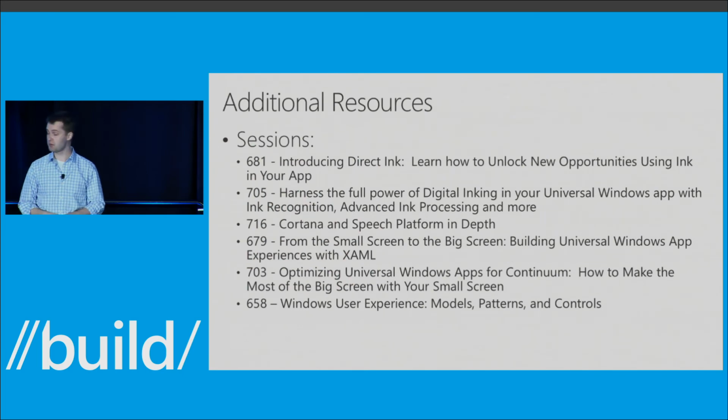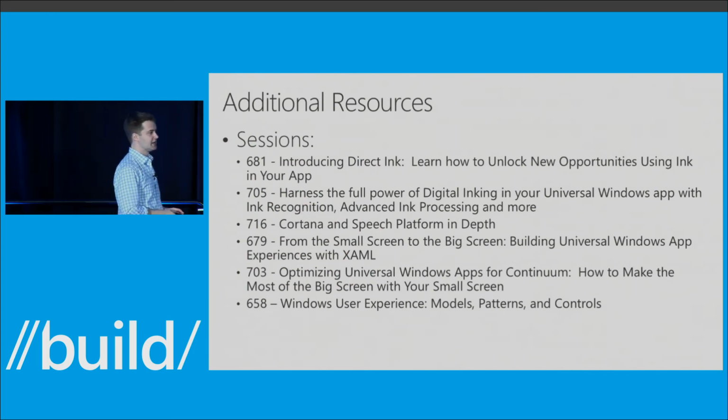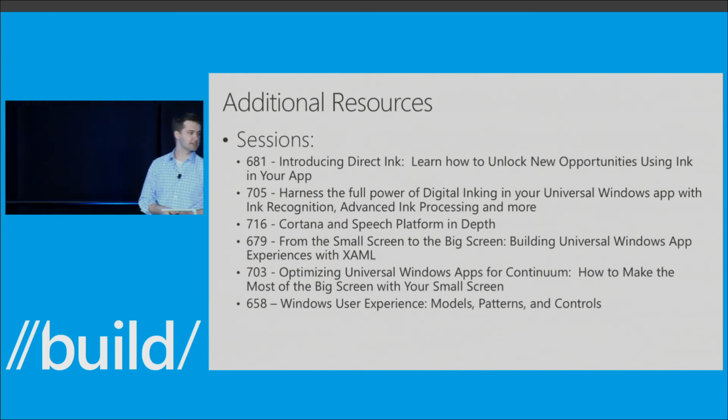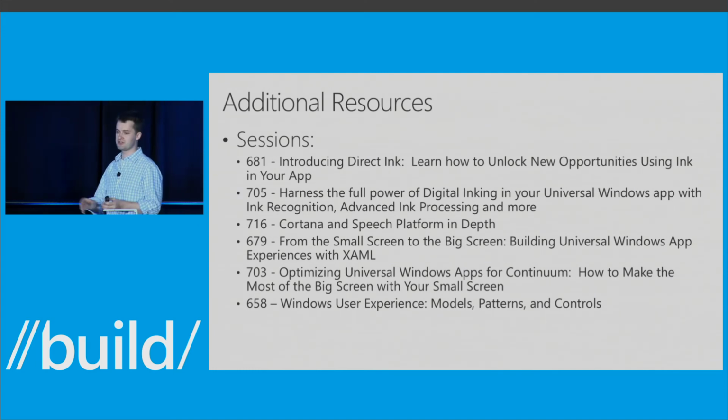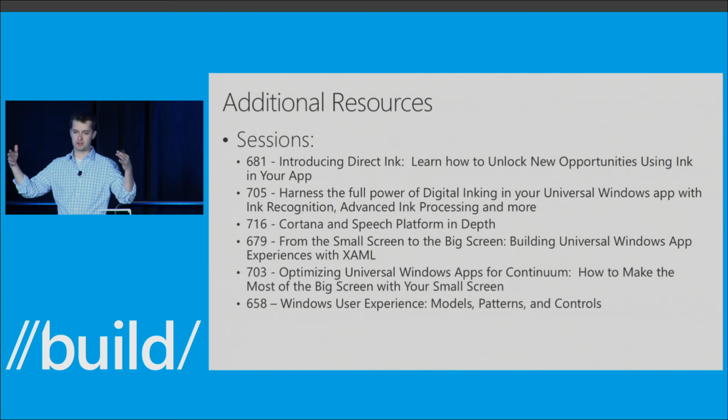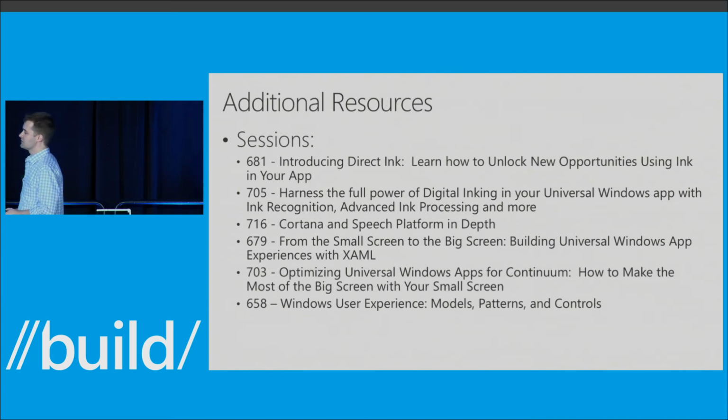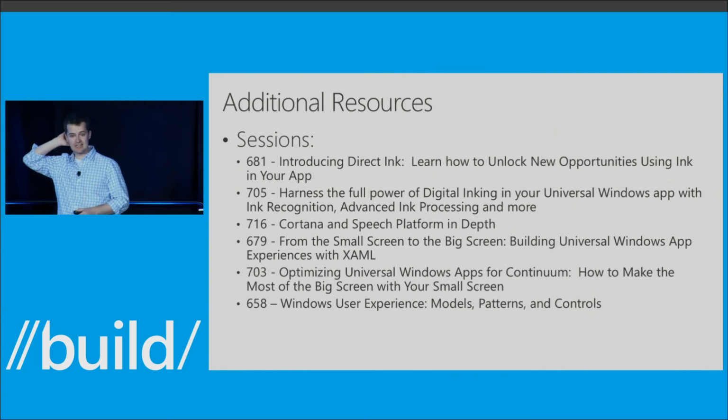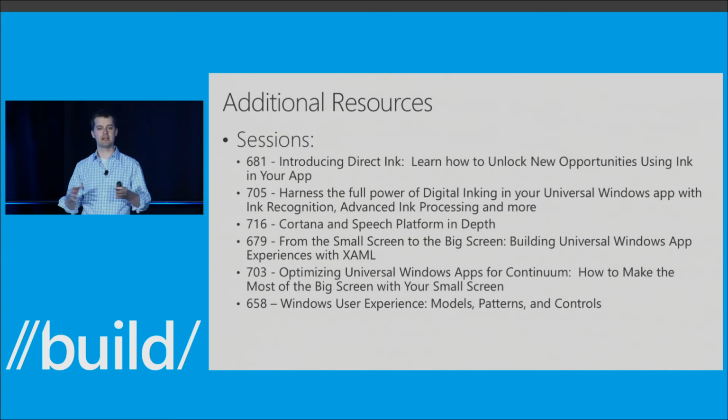That's a good segue into related sessions. We talked about the 2 ink sessions. 681 is the sort of 200-level introducing Direct Ink overview. You should definitely attend that one. 705 is our 400-level deep dive into the inking platform. That's another great talk. There's a speech platform talk. We'll go into depth about using the speech platform. 679 is a XAML talk about adaptive UI.